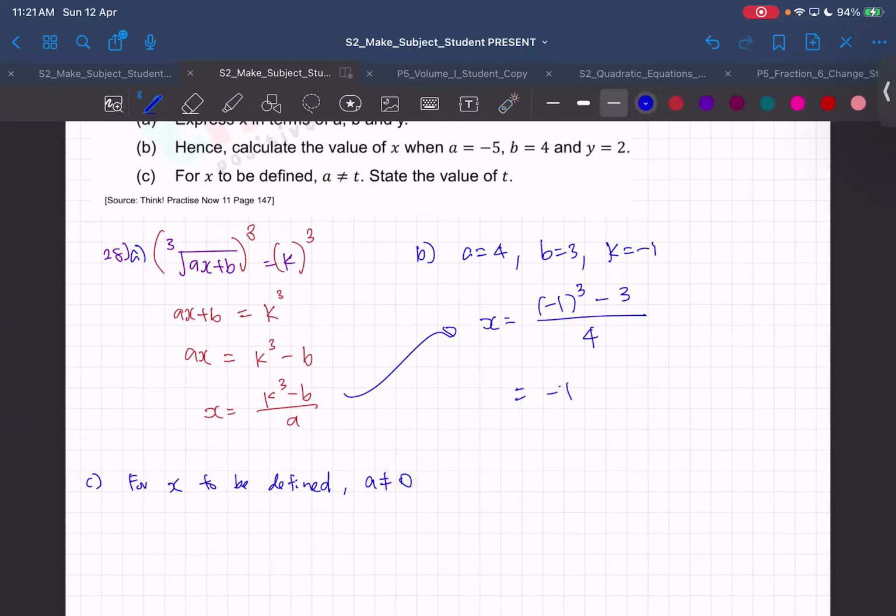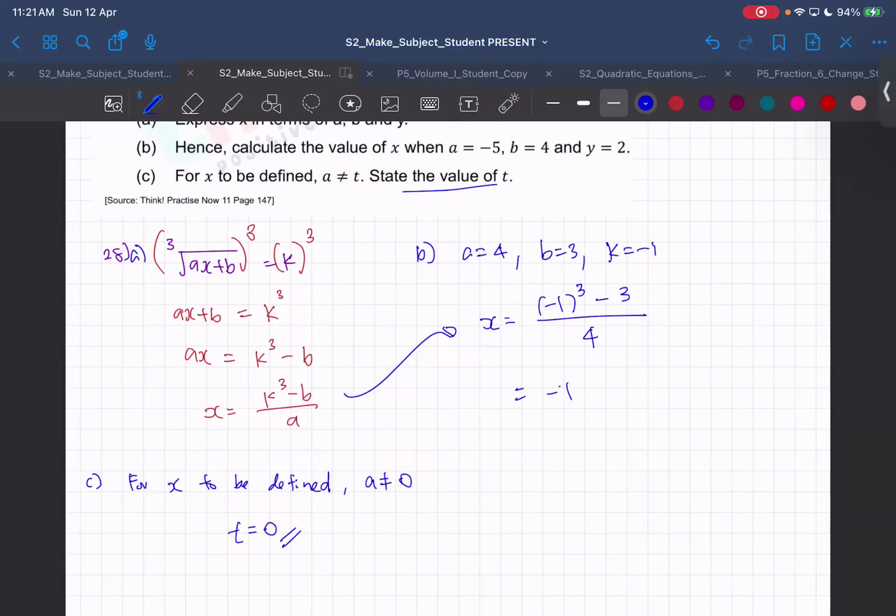So that means my T is 0, because T is just this value here. And then I found out that it's actually 0. Okay, so T is 0, and this is the answer. Easy or not? Easy, right?